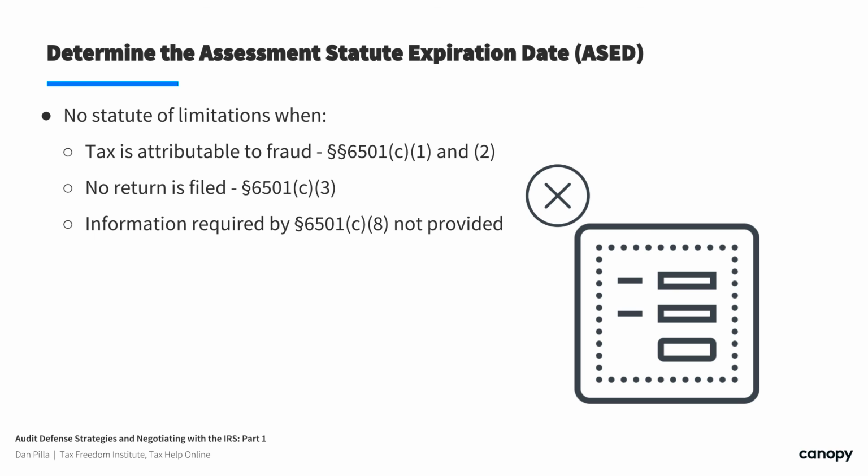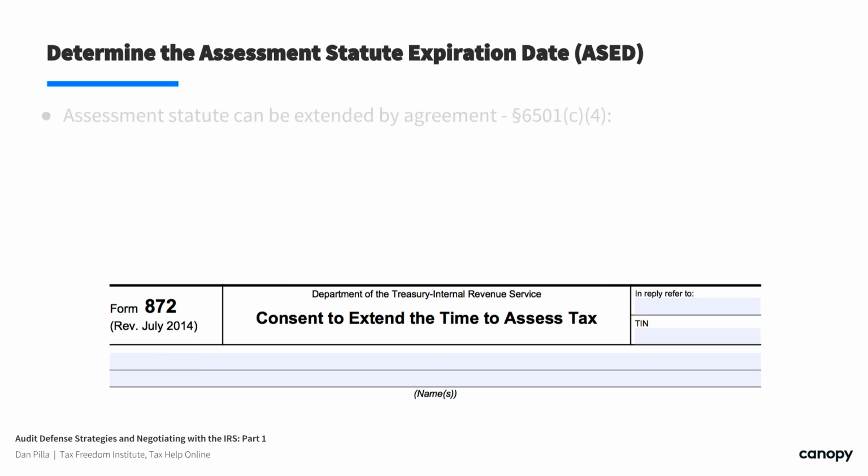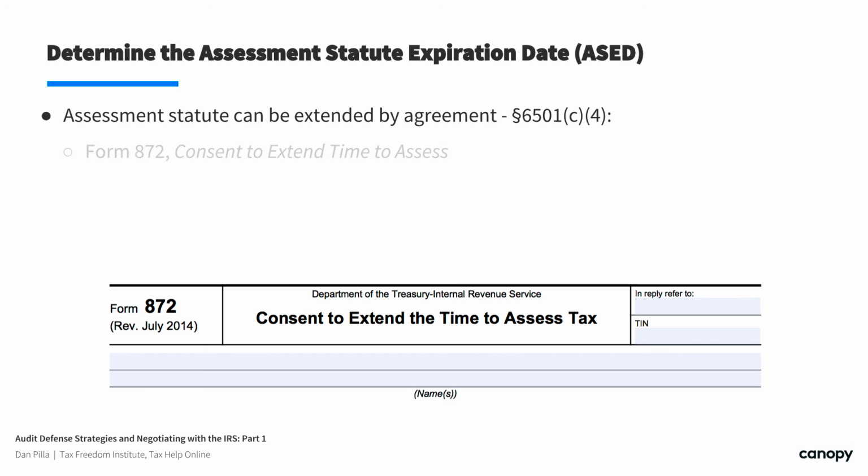Now, Section 6501(c)(8) has a reasonable cause provision. And what it means very simply is if the taxpayer can prove that the failure to report the offshore assets was due to reasonable cause and not willful neglect, then only the omitted item is subject to audit indefinitely, not the entire tax return. So that's important. Now, the statute of limitations can be extended by agreement. The IRS and the taxpayer can enter into an agreement on Form 872, which is a consent to extend the time to assess the tax.